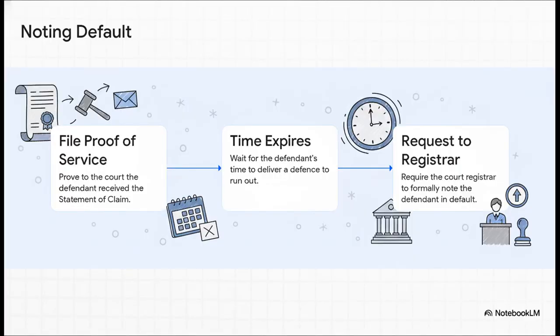First, you've got to prove to the court that the defendant actually got the lawsuit papers. That's called filing proof of service. Second, you have to be patient and wait for the deadline for them to respond to pass. Once that clock runs out and you've still heard nothing, then you can go to the court registrar and ask them to formally note the defendant in default.